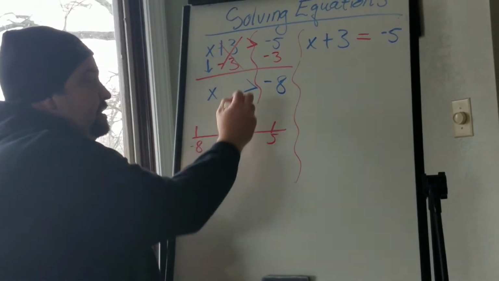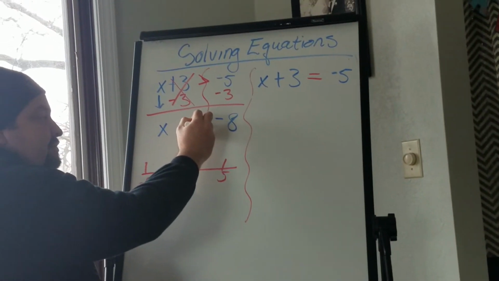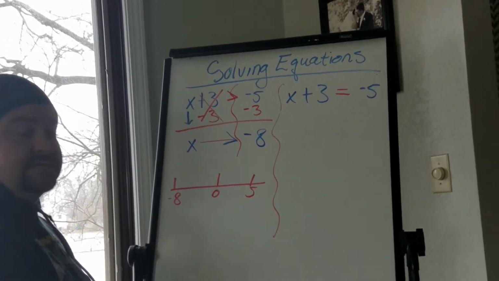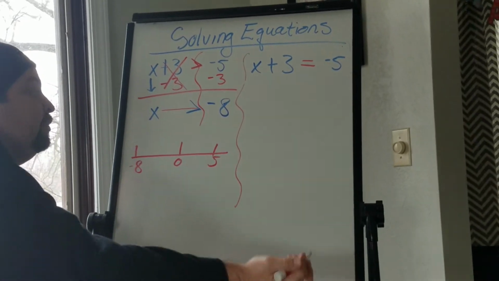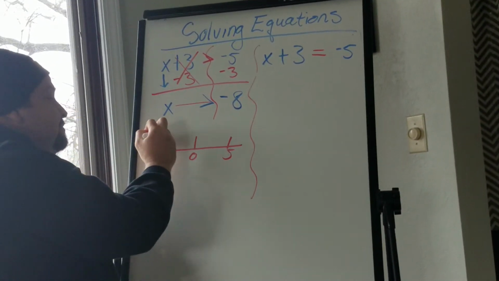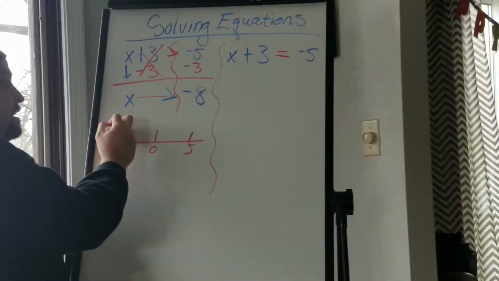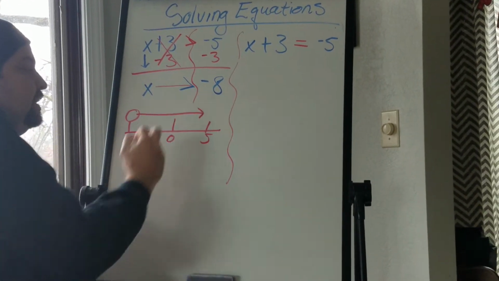And the cool thing is, see this little blue thing right here? This little alligator, if I took a line right out of there and did that, it looks like an arrow pointing that way. Well, that's it. At negative 8, I'm going to leave an open circle, and I'm drawing a line that points this way.